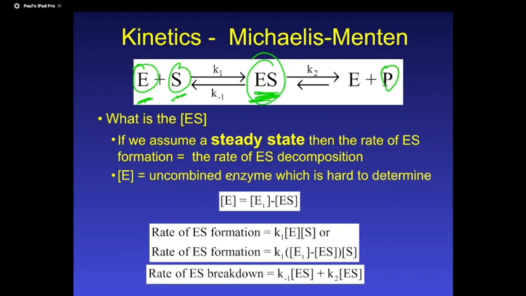Now, the big assumption is that we get to a place called the steady state, in which it's a dynamic equilibrium, and the concentration of enzyme substrate, in all of its dynamic, both coming together and breaking apart, is constant. So what we defined were the rates that made enzyme and substrate come together, and the rates at which enzyme substrate breaks down.